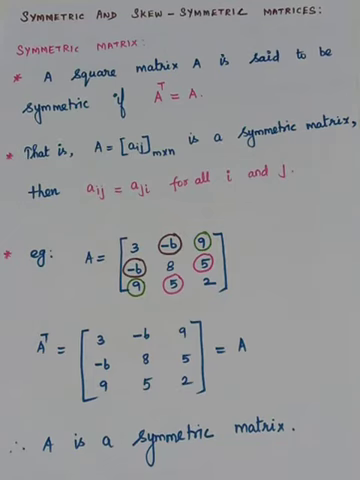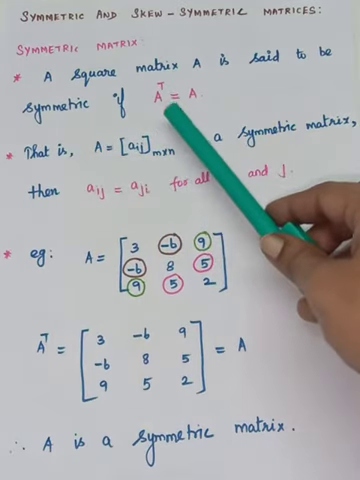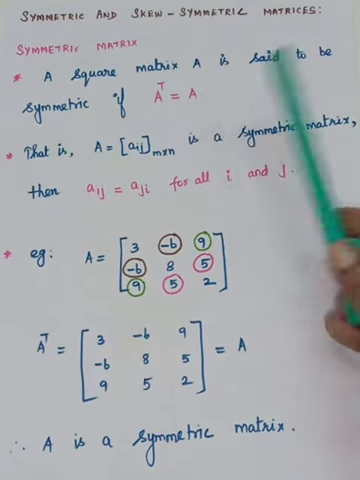Good morning, students. Today we are going to see symmetric and skew symmetric matrices. Start first with the symmetric matrix. A square matrix A is said to be symmetric if A transpose is equal to A.